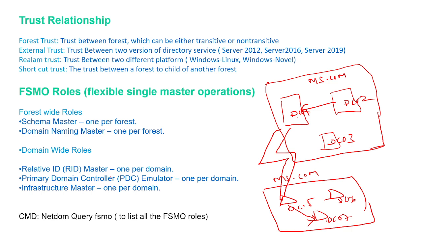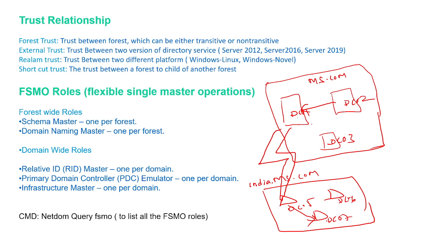You see here the trust between a forest to child of another forest. Now let me make it even clearer. This is not MS, this is India dot Microsoft.com. Now it is clear. Microsoft.com DC01, DC02 want to talk to India.microsoft.com DC07. That time DC02 from MS cannot talk to the DC07 of India.microsoft.com. He has to talk to the DC01 because he is the designated server which has the trust between the domains.